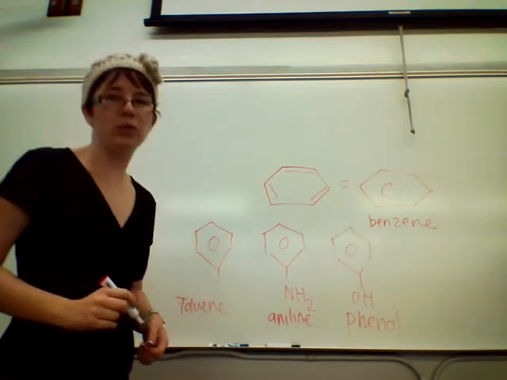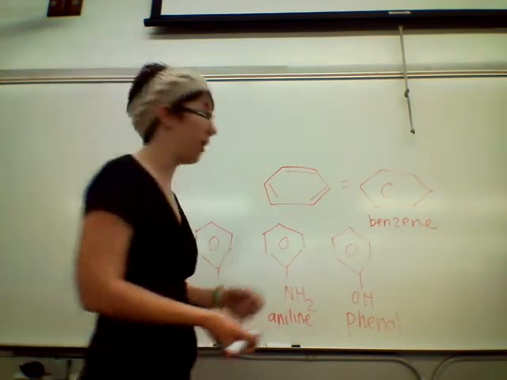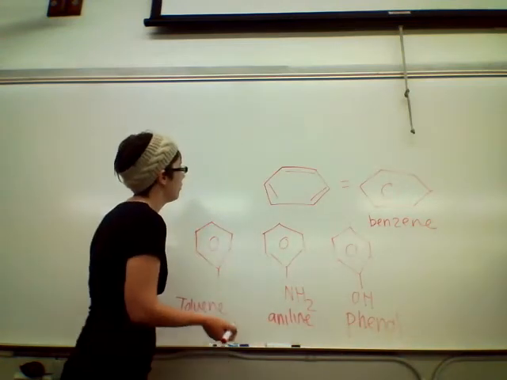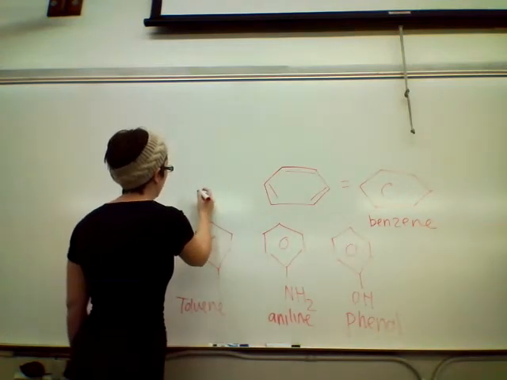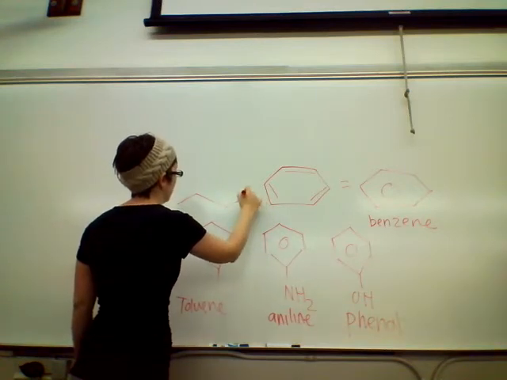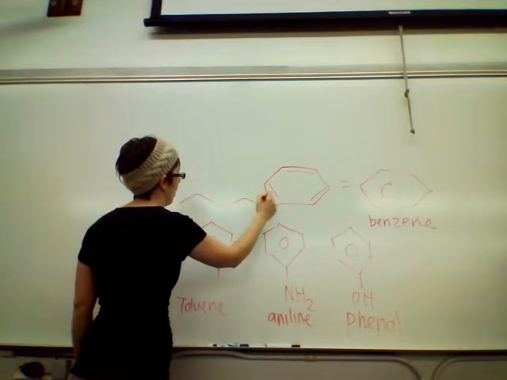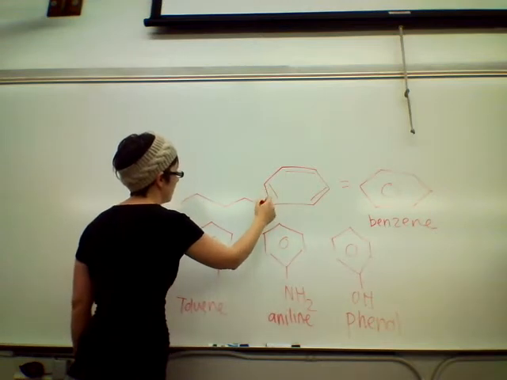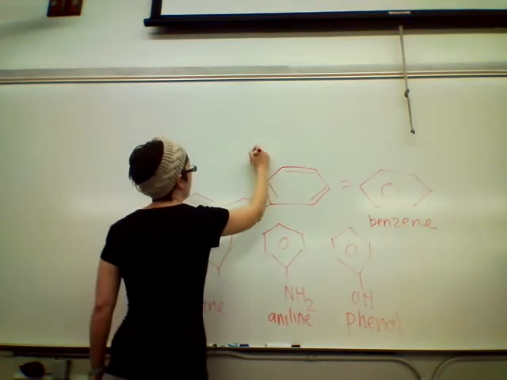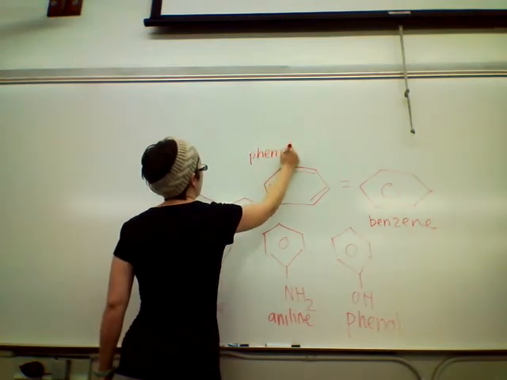Not to be confused with phenyl, with a YL. Phenyl with a YL is if you have a benzene ring as a substituent off of, say, a parent chain, like this, for example. This is now called a phenyl.